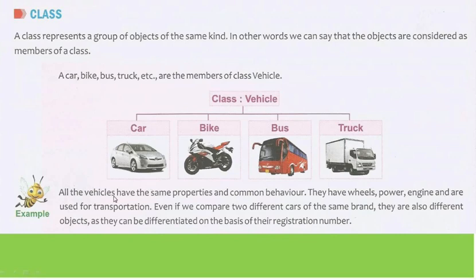All the vehicles shown here have some same properties and common behavior. I'll not say that they have all the same properties, but some of their properties are the same, and they will show some common behavior. Like all these objects have wheels. This has two wheels, others can have many more, but at least they have wheels. So number of wheels can be an attribute of all these objects.